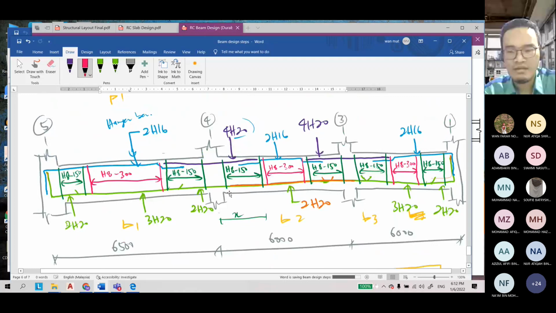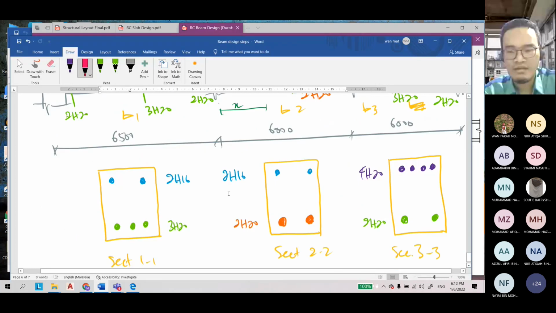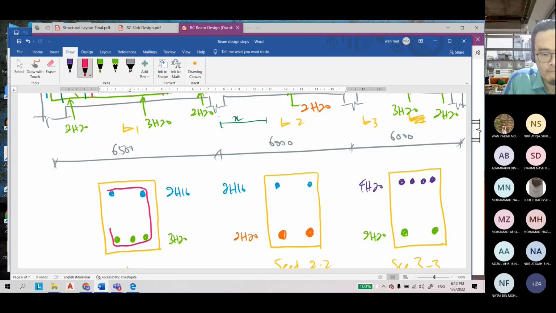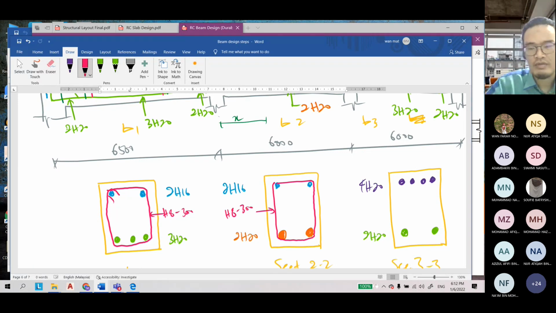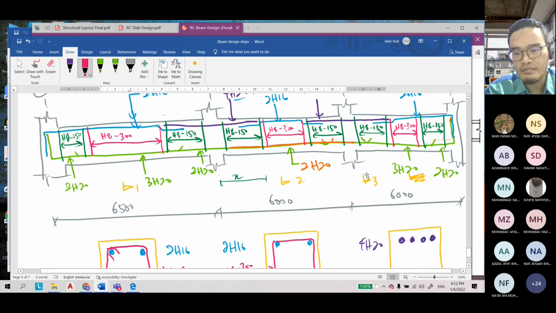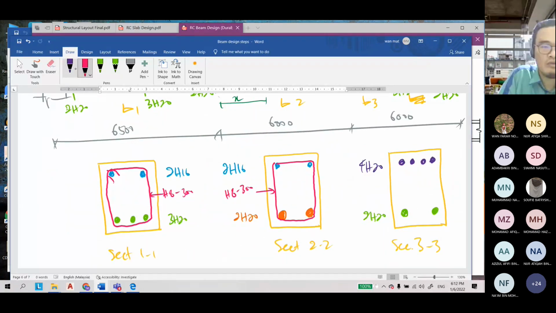Okay, so tengok section. So section salah satu, you punya bentuk dia macam ni. So sini adalah H8 300. Section 22 pun sama juga sini. H8 300. Tapi section 33 dia potong dekat support. H8 150. So you tukarlah. This one. Okay. H8 150. Ini contoh je saya bagi.